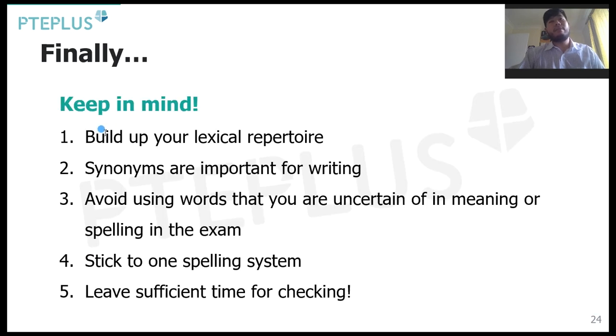Finally, keep this in mind. Build up your own lexical repertoire. So constantly use the dictionary to look up words you don't know and try to add more words to your own vocabulary. Synonyms are important for writing. Synonyms are words that mean the same thing as another word. So for example, important, crucial, critical. Building these words up is going to be very helpful for your writing. Avoid using words that you're uncertain of in terms of meaning or spelling in the exam. Stick to one spelling system and always leave enough time for checking. So we'll be talking more about time allocation and how to do checking in another video.